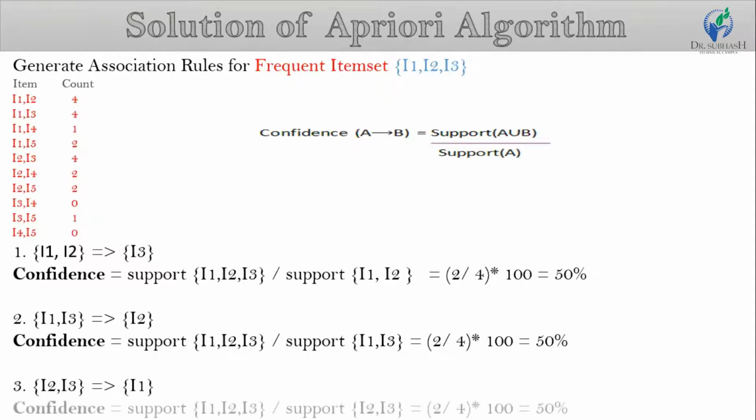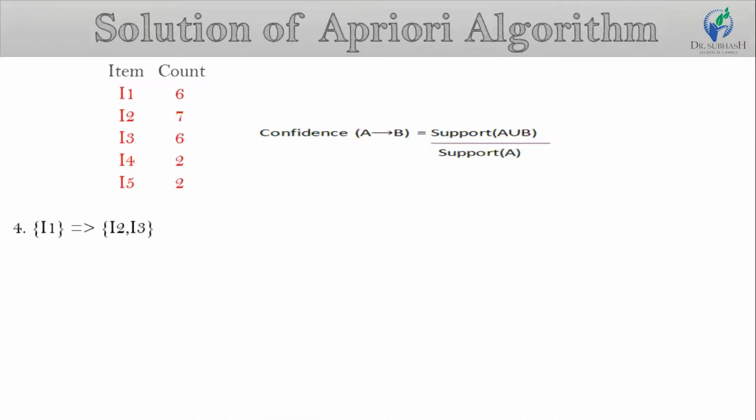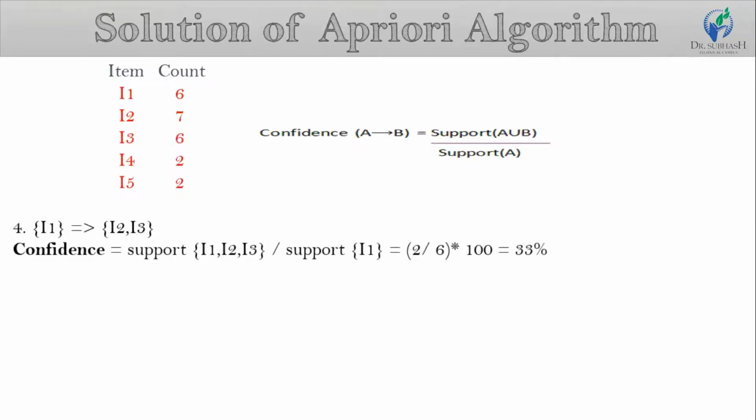Now next is I2, I3 implies I1. So confidence is equal to support I1, I2, I3 divided by support I2, I3. So answer is 50%. Now next is I1 implies I2, I3. So confidence is equal to support I1, I2, I3 divided by support I1. So answer is 33%.